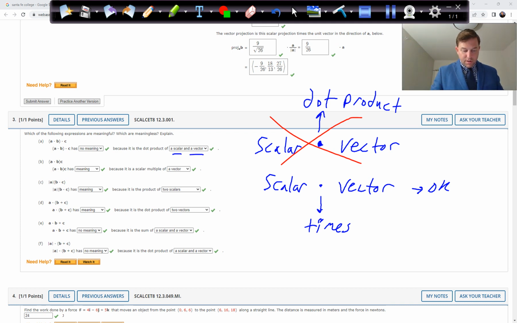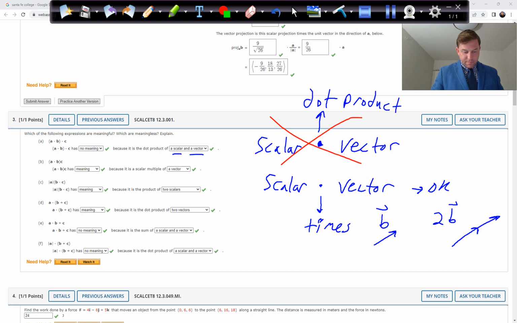Okay, now let's look at this one. A dot B is going to be a scalar, and then when they don't write anything in between, it's assumed multiplication. So this one would be scalar times the vector C, and that one is okay. So that has meaning, because you're taking a scalar times a vector. And we had seen this, so if I have vector B, 2B, a scalar times that vector, would just double its length. So now it's twice as long. That one's fine.